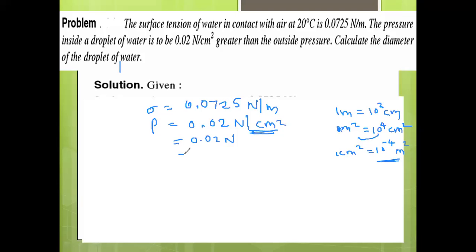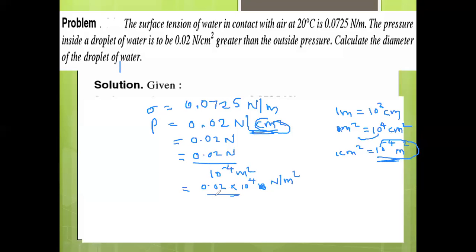Okay. So now here we can write 0.02 Newton divided by, now instead of this centimeter square, we are going to put this value, that is 10 to the power minus 4 meter square. Now when it will come in the numerator, here we can write 0.02 into 10 to the power plus 4. Unit will be Newton per meter square. Okay. So this is the value of P.